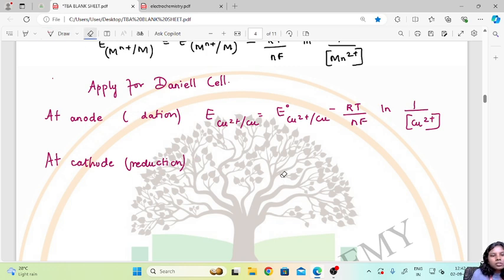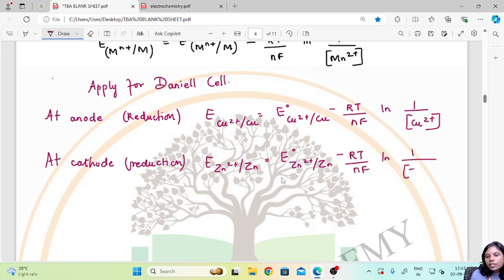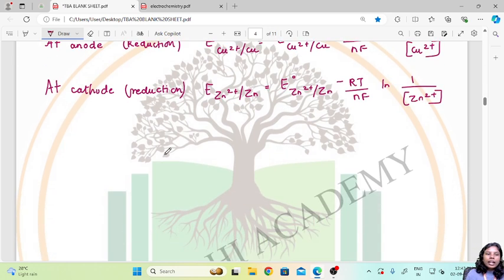One mistake here, this is also going to be reduction, because previously we have discussed that by convention we only take the reduction potential of an electrode. So here also we'll have E Zn2+/Zn equals E° Zn2+/Zn minus RT/nF ln of 1 upon Zn2+. So these are the two equations that we have. Now E cell, if we have to write, we write it as E cathode minus E anode.